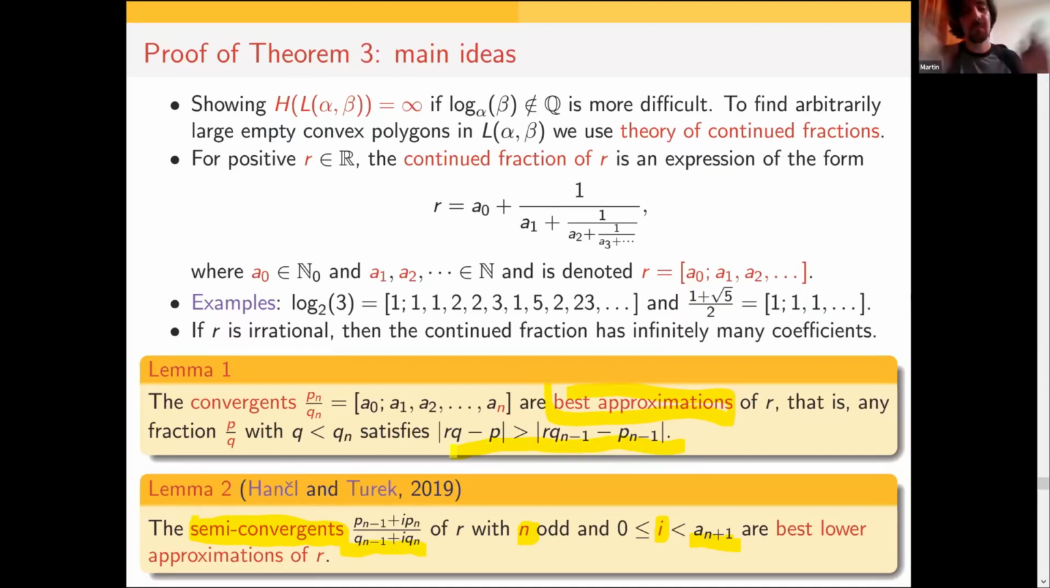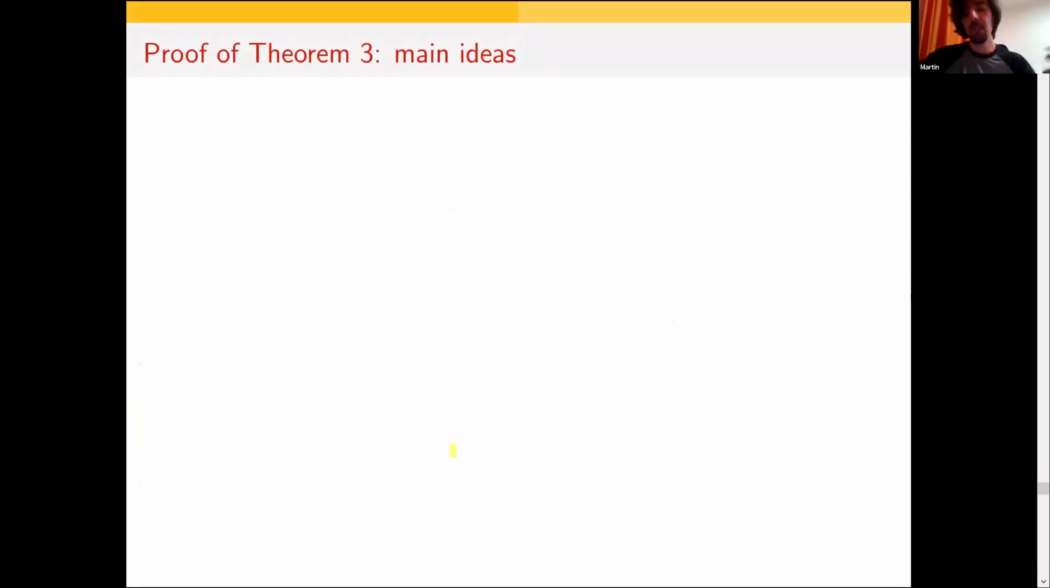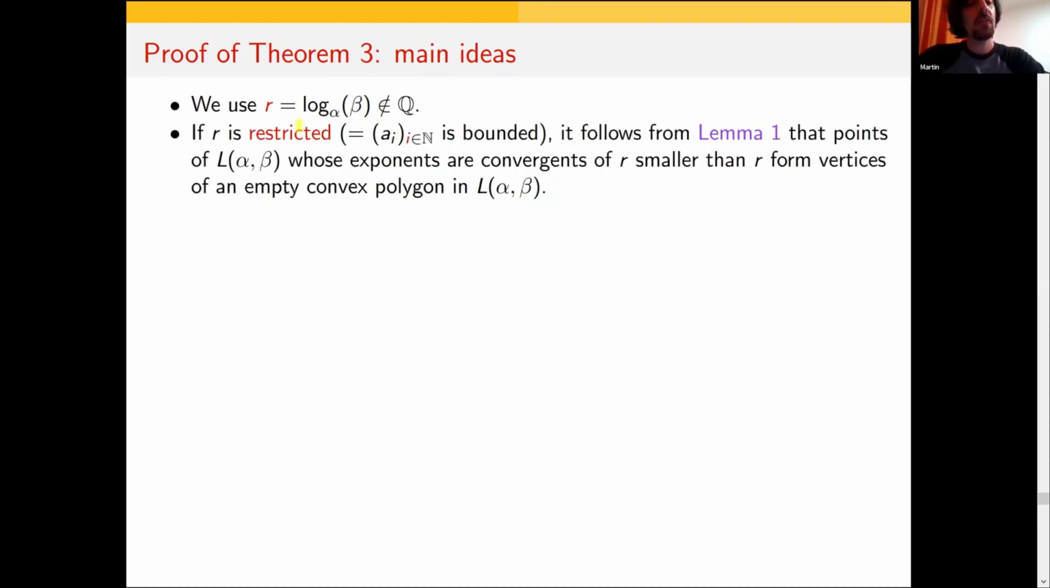So those are the very rough basics from continued fractions that are handy for us. Now we want to use them to construct arbitrarily large empty polygons in my exponential lattice. As our real number for which we use the continued fractions, we will define it as this logarithm. Because this logarithm is irrational, the continued fraction has infinitely many terms. And now we will actually distinguish two cases. First case: if our logarithm is a restricted number, which means that in its continued fraction all the coefficients are bounded by some constant.